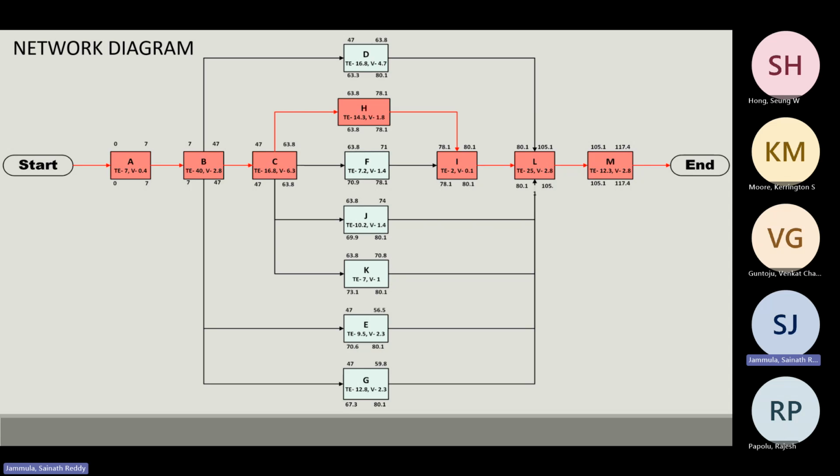So for this project, the critical path is, as you can see, the one that is mentioned in red, which is A, B, C, H, I, L, M. And if you look at the earliest start and latest start times, you can see at every place it's going to be equal because the slack is zero.